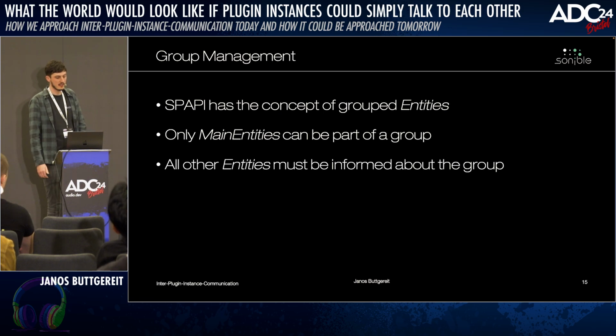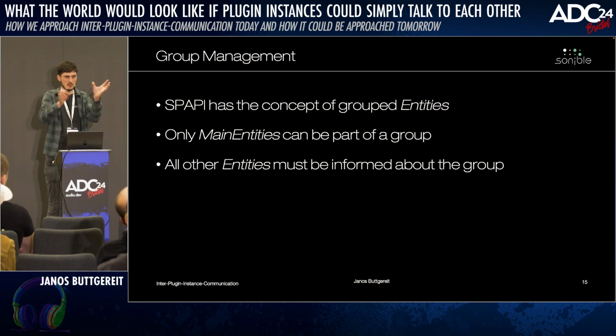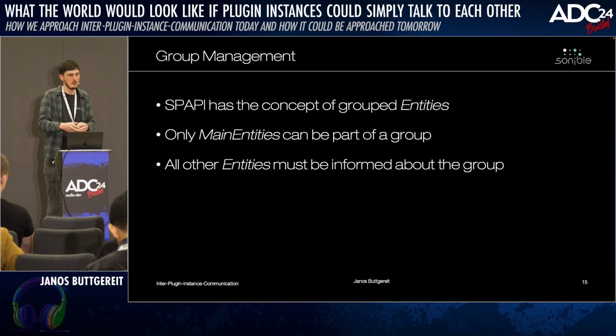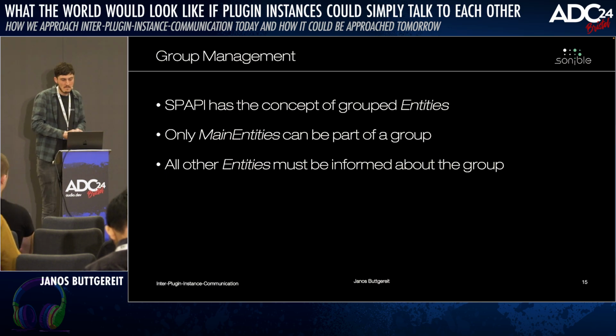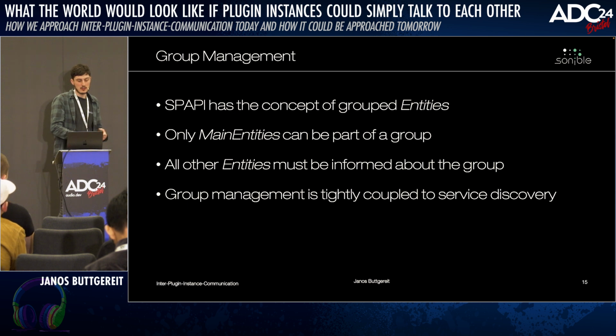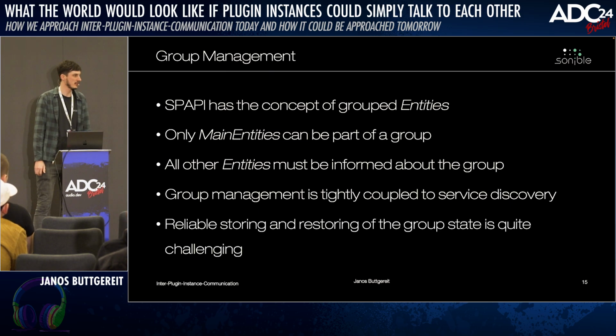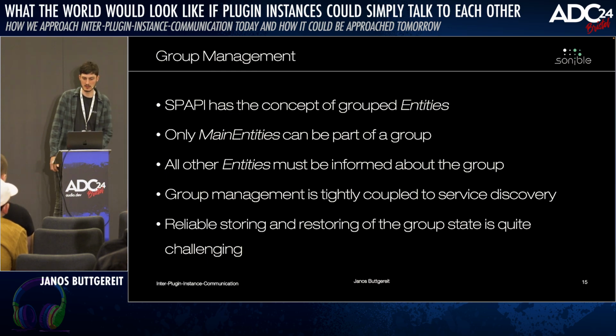And the problem is all other entities must be informed about the existence of a group. So a group is a property somehow between instances, but who is the bookkeeper of this information? And we had to learn that group management for our application was tightly coupled into the service discovery. So in the implementation, they really blend. And this is also where the most problems appear for us. So reliable storing and restoring of the group state in a plugin world is quite challenging.